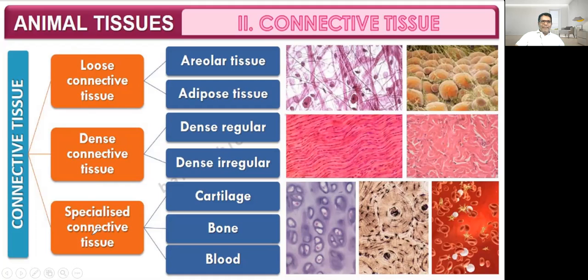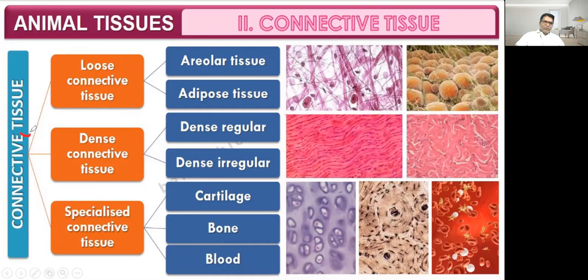Then there is specialized connective tissue, which includes what? Cartilage. Here chondrocyte cells are there, which secrete cartilage. Then bones. Here are osteocyte cells, and there are different canaliculi. And in the center there is a canal, and together they form the Haversian canal system. Sometimes the question is where you will find the Haversian canal system. It is present in the bones. And then the third specialized connective tissue is blood, which includes RBCs, WBCs, and different types of cells.